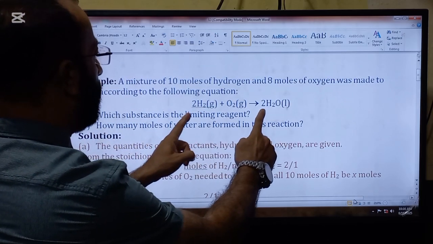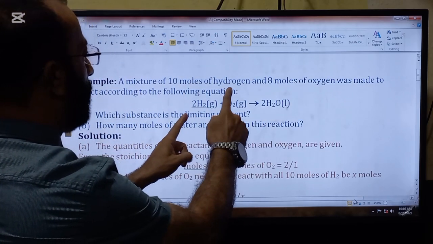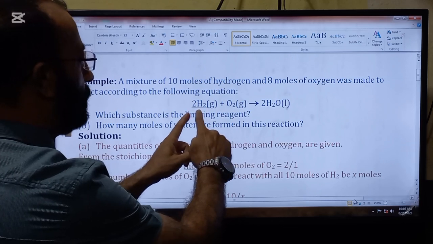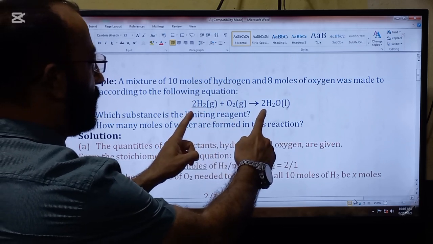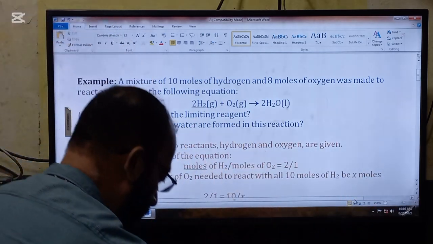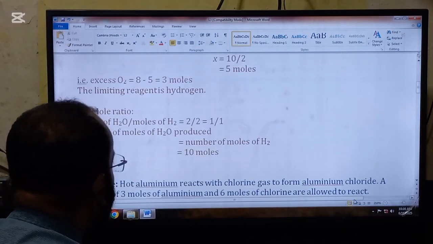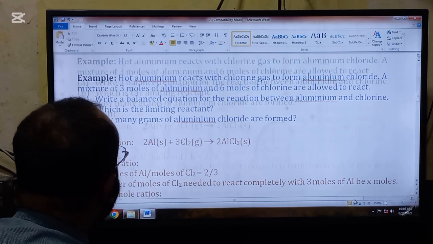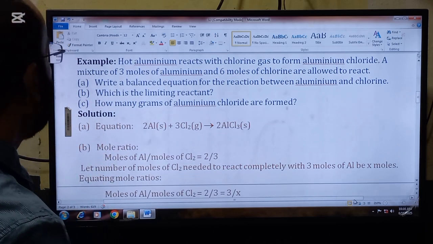Both have 2 moles in the equation. So if 10 moles of hydrogen are consumed, at the same time 10 moles of water will be produced as well. So this is one method. Okay, and the other question we will do through the same method.